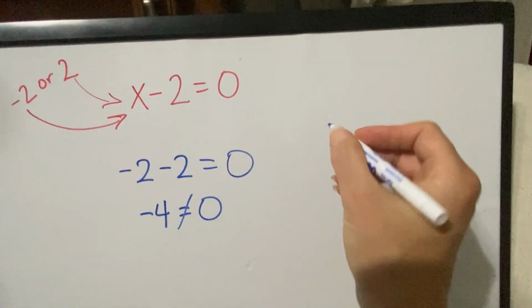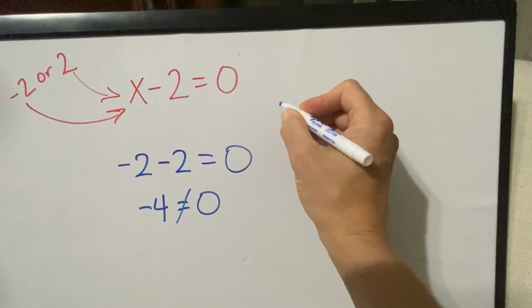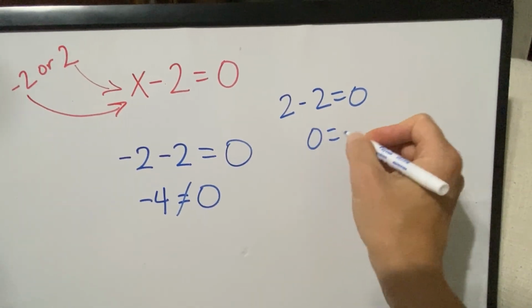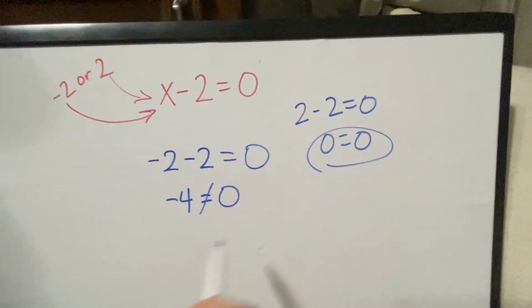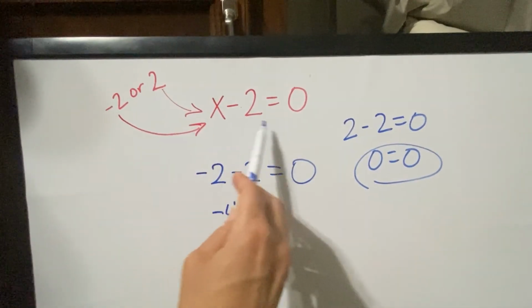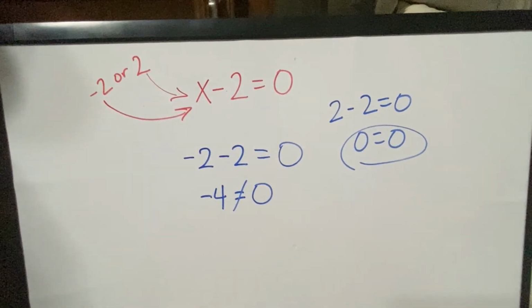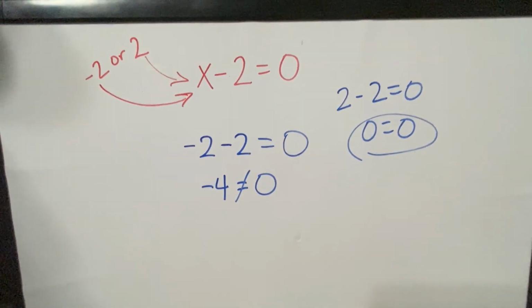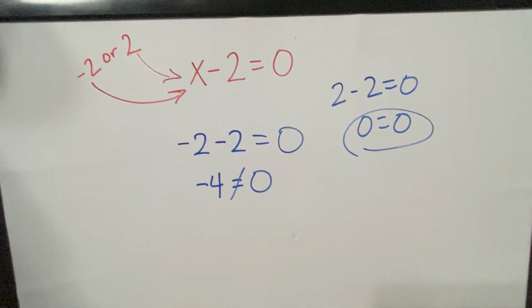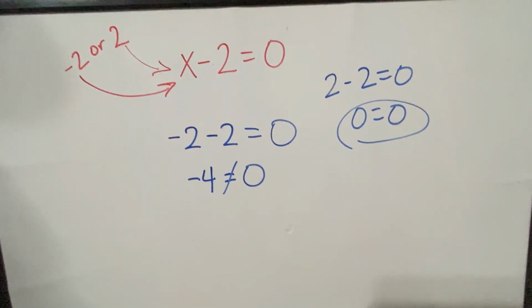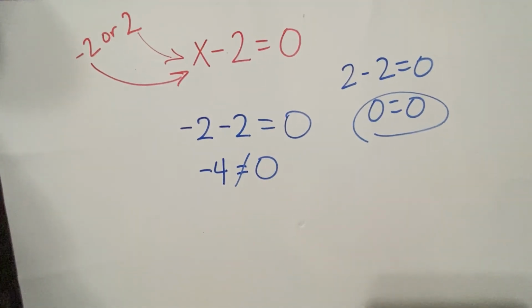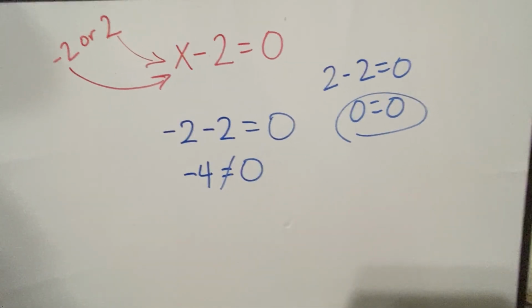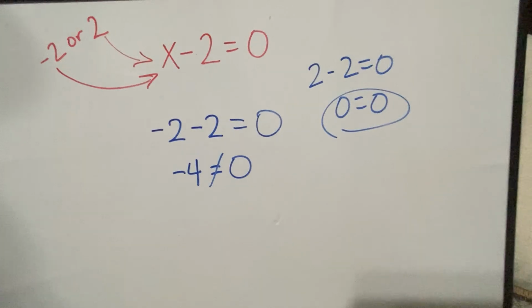However, if you come over here and you say 2 minus 2 equals 0, sure enough, it is true. So this is true if you use positive 2 in there. It is not true if you use the negative 2. So then you would say 2 satisfies the equation. That could be your answer. I'm going to do another example.